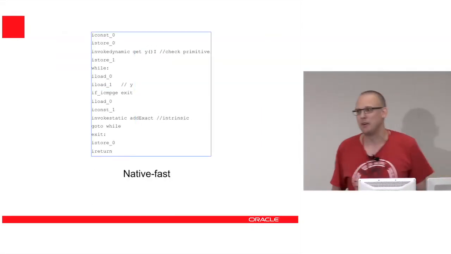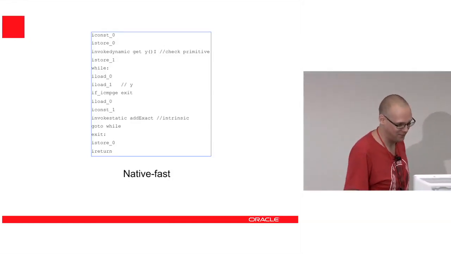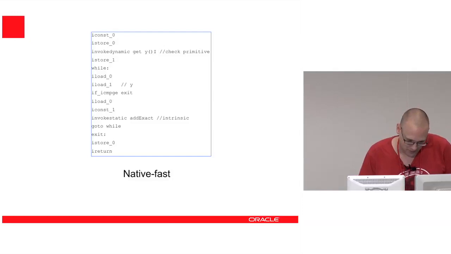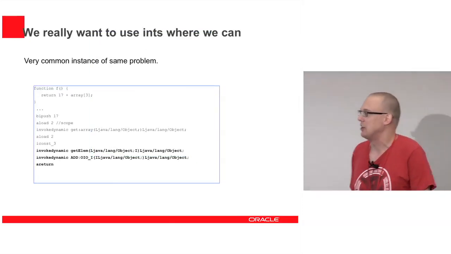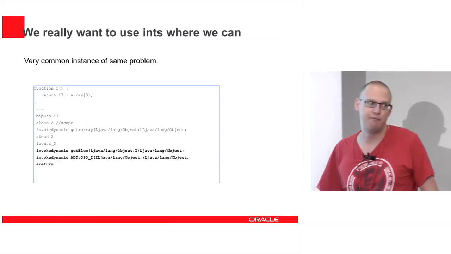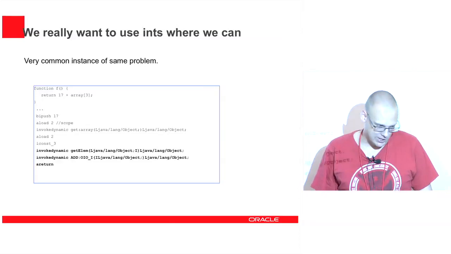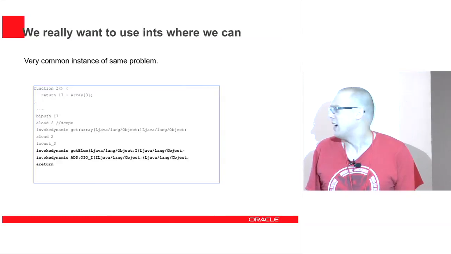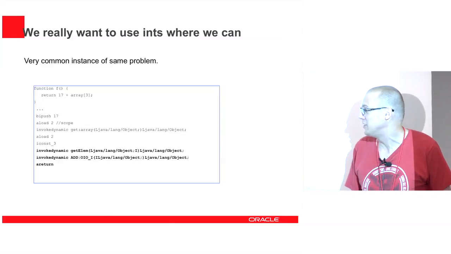So you see that I'm deliberately avoiding what happens if we are wrong in our assumptions here, but I'm getting to that. A very common instance of the same problem is that we add something that we don't know what it is, in this case the fourth element of an array, to 17. So this is obviously an integer add. Or I mean, 9 times out of 10, this will be an integer add.